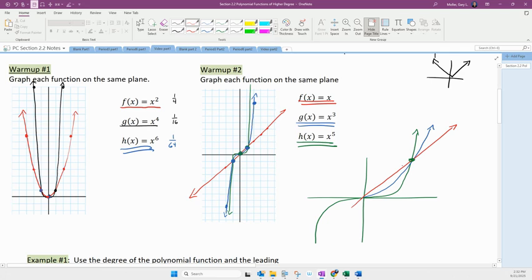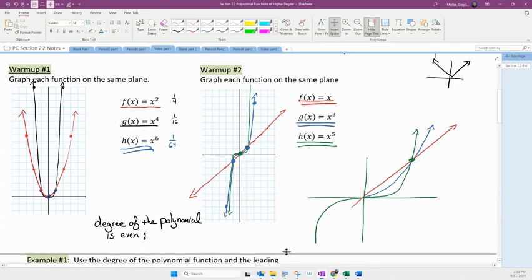Okay, but the main takeaway here is we want to come up with basically a rule. And here's the rule. If the degree of your polynomial, and the degree, if you remember, is the highest power in the polynomial, so we look at the biggest power, if the degree of the polynomial is even, then, give myself a little more room here.